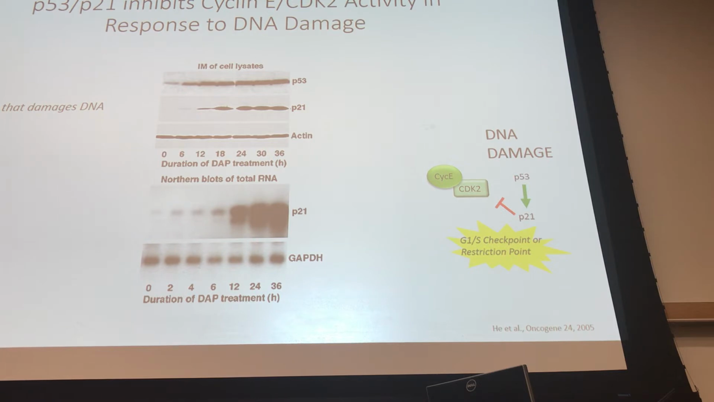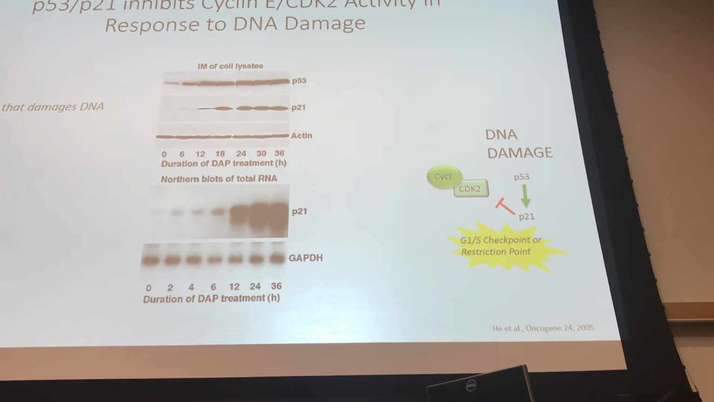And what this is showing here, this is the old school way, now we do qPCR. This is a Northern blot, so this was way back in the day that we used to look at RNA levels, look at transcript levels. Here you can see an increase in P21 RNA. So again, P21 is getting transcribed by P53 in response to DNA damage.